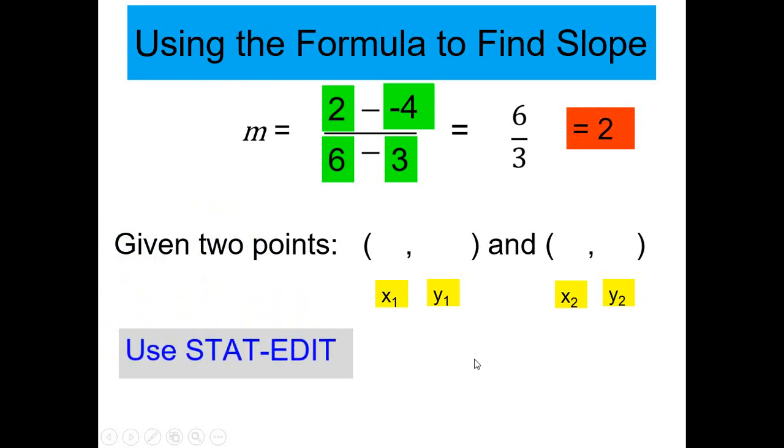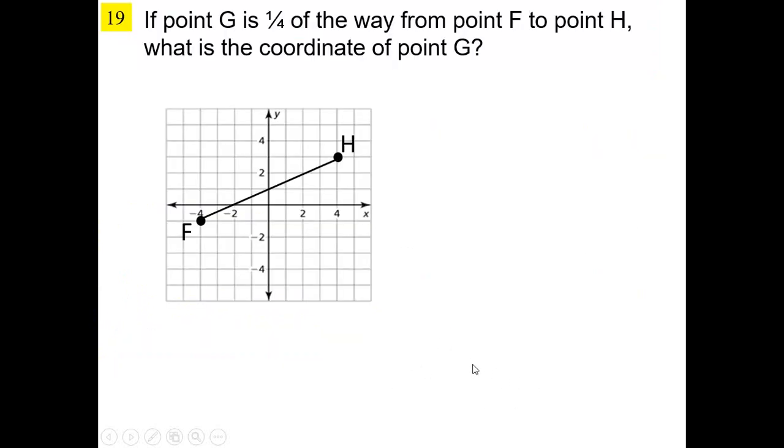And then we use stat edit all the time, and we'll talk about that on the next video. Okay, I'm going to skip this one for right now because I'm going to talk about it in the next video.